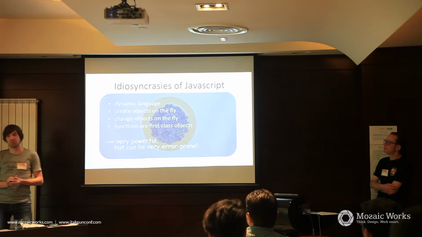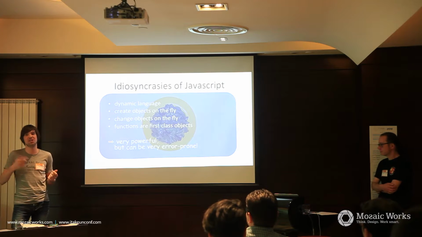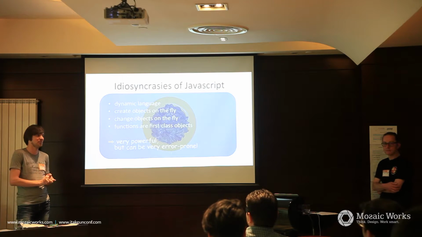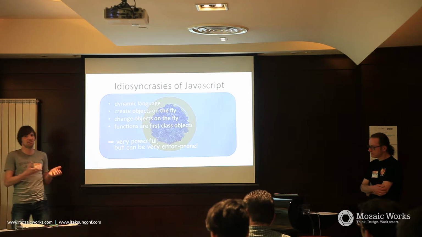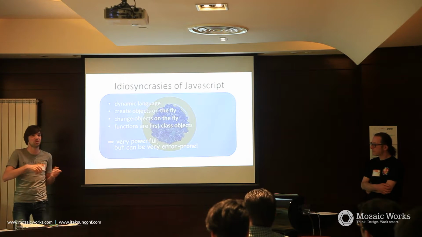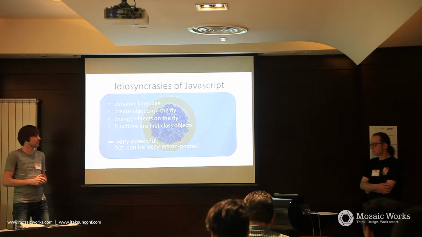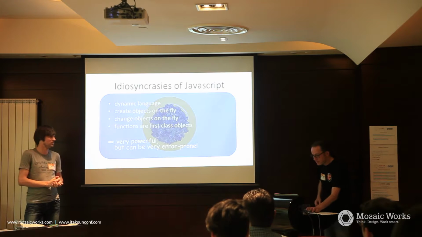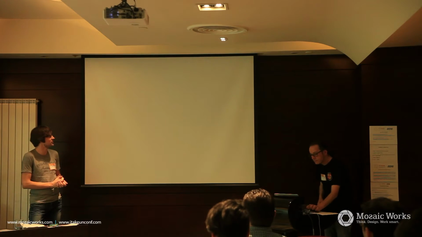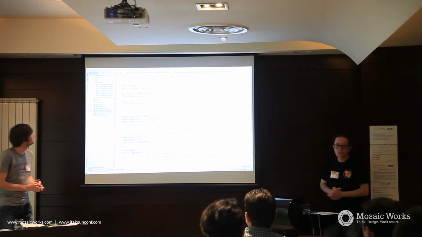And you can create objects on the fly, which is okay, but you can also change the objects on the fly. So even if it looks like a specific type, it doesn't mean it has the same properties as you expect this type has. So it's very powerful, but can be very error prone. Let's show some examples. Is that readable?